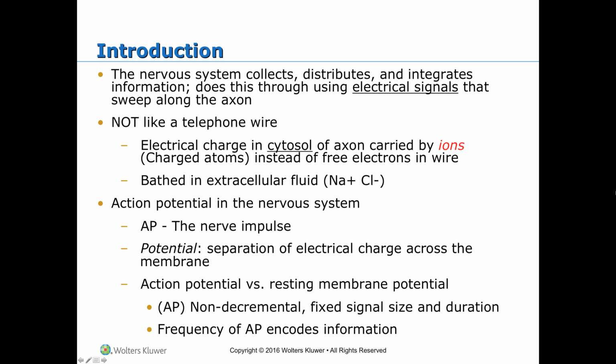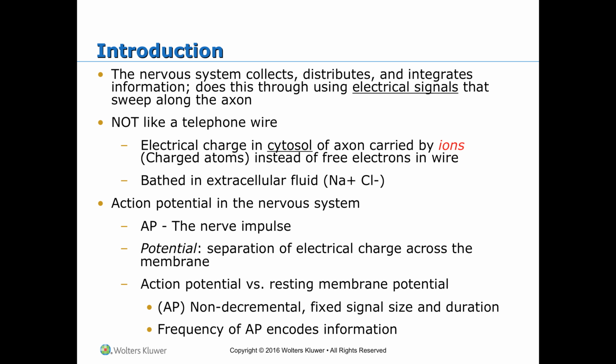So the nervous system collects, distributes, and integrates information together. This is what happens in the neuron. It does this using electrical signals that sweep down the axon. Now, this is not like a telephone wire where you have free electrons. The electrical charge is in the cytosol of the axon and it's carried by ions. And ions are charged atoms.